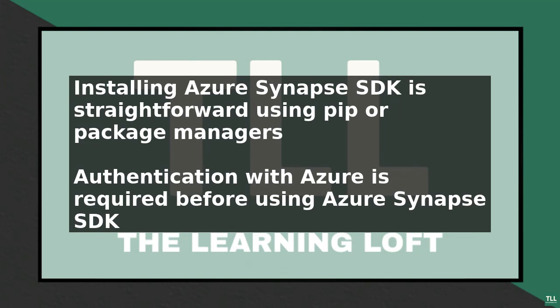Step 2. Authenticate with Azure. Before you can use Azure Synapse SDK, you need to authenticate with Azure. You can authenticate using Azure Active Directory or shared key authentication. Azure Active Directory is the recommended method as it provides more security features.